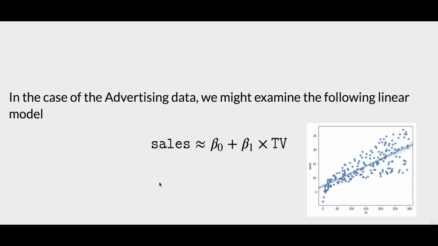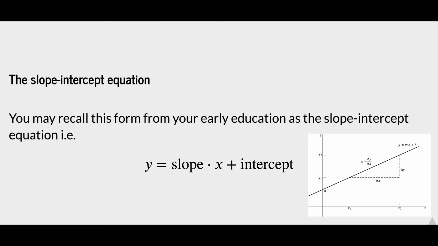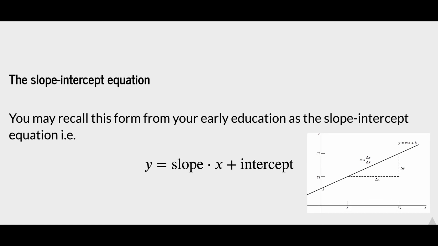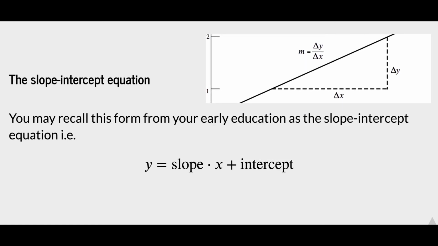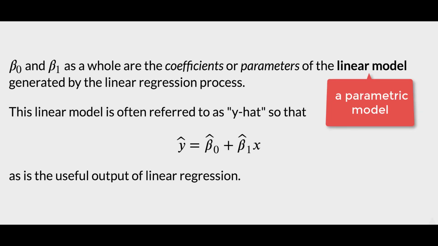In the case of the advertising data, we might examine the following linear model. We might suggest that sales can be approximated by beta 0 plus beta 1 times the TV spending. So you might recall this form from your earlier education as the slope-intercept equation, where we say that y is equal to some slope times x plus an intercept. So beta 0 and beta 1 as a whole are the coefficients or the parameters of the linear model that's generated by the linear regression process.